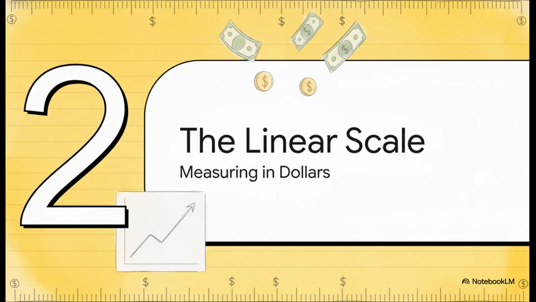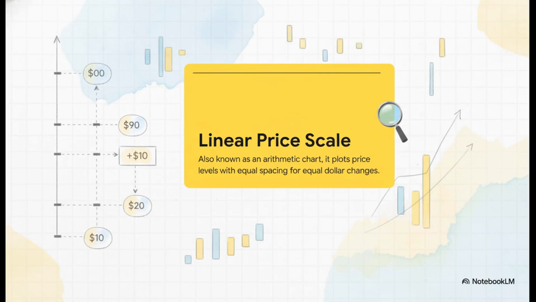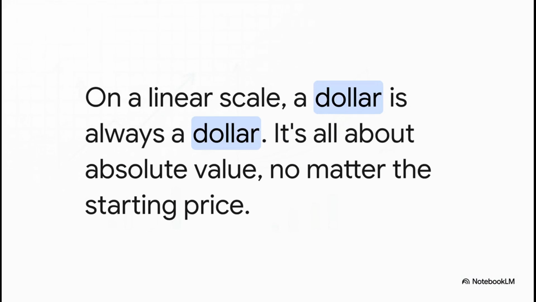Okay, so let's start with our first tool, the linear scale. You might also hear this called an arithmetic chart. This is usually the default setting on most platforms, and really, the easiest way to think about it is just like a plain old ruler. And the key phrase to remember here is equal spacing for equal dollar changes. What that means is the vertical distance between, say, $10 and $20 is exactly the same as the distance between $90 and $100. And that's the simplest way to lock it in your brain.